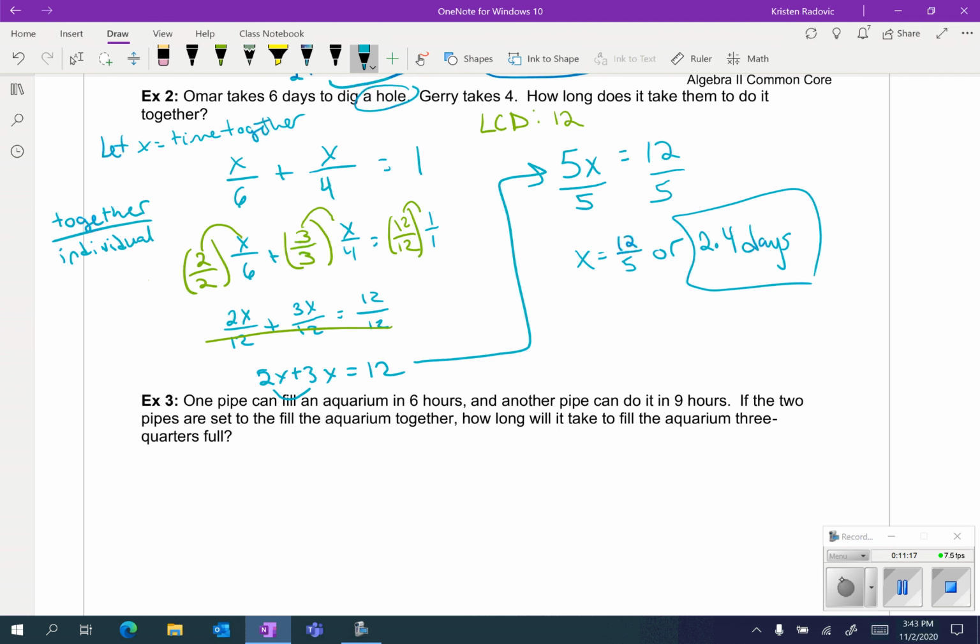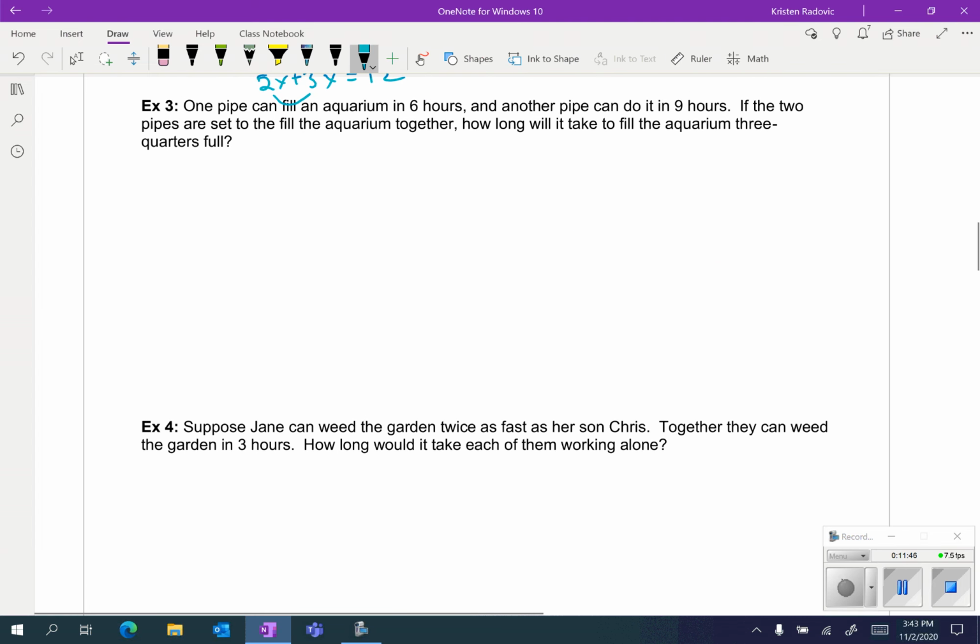So keep in mind this problem didn't ask you to round, so if you're getting something that needs to be rounded, then you made a mistake. Also make sure your answer makes sense. If it takes them 6 and 4 days individually, it should take them less time together. So if you get a large number like 15, it doesn't make sense that it takes them 15 days if they can dig it on their own faster. So with word problems, just make sure your answers actually make sense in the end.